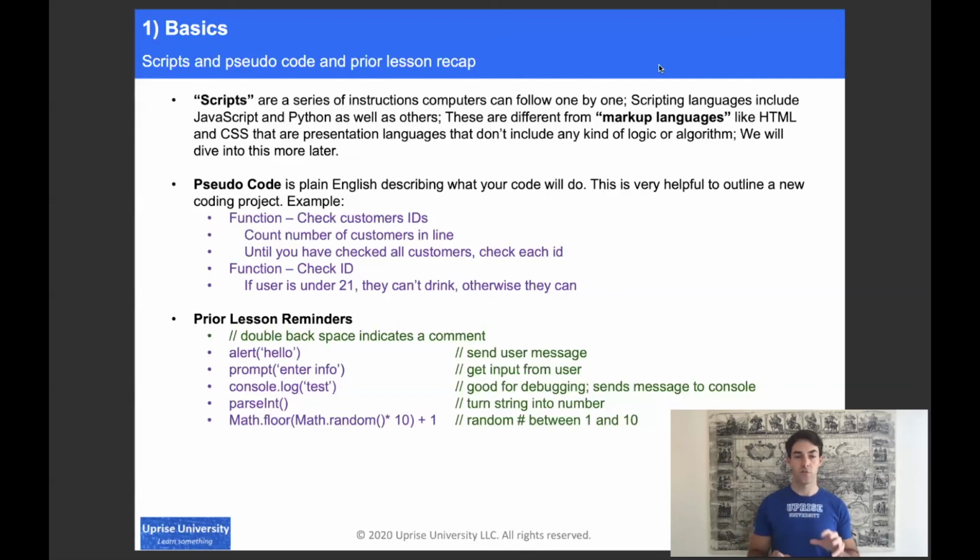Console.log is basically for debugging so that you can send information to the console. The user will never see this information, but when you go in and click the Google Inspector tool, you can go to console, and anything you put in the console log will then show up here. So this is really helpful for debugging. The next one is parseInt. This takes a string and turns it into a number, and then Math.floor and Math.random are used for random number generators.